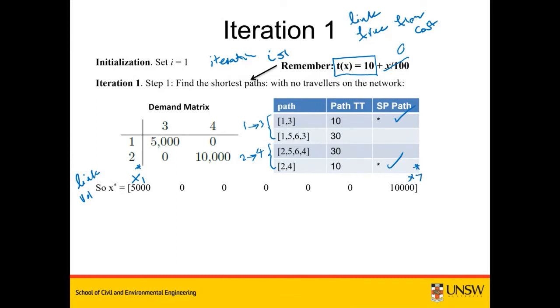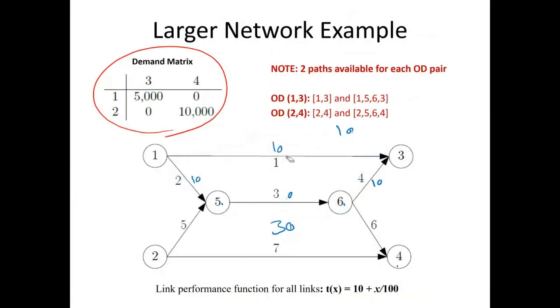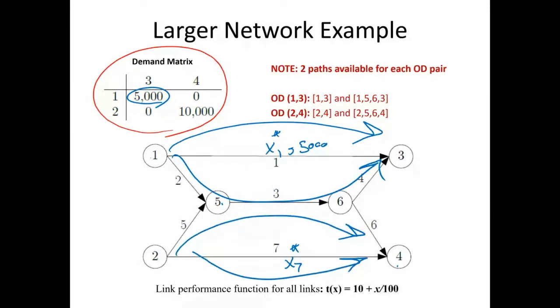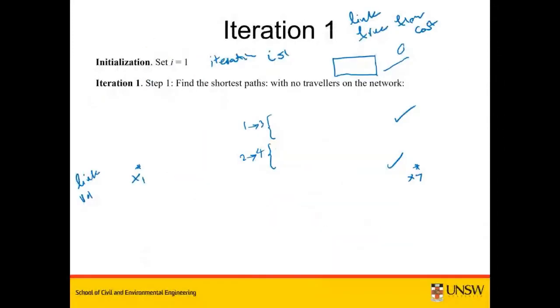Whatever that 7 is. So if I go back to the previous slide, if we do all or nothing assignment with the shortest paths, this would be x1 and this would be x7, right? So for this OD and these paths, everybody will go with this path, 5,000, right? All the 5,000 that was supposed to go from 1 to 3 takes this path. And for the other one, everybody will take x7. So x7 would be equal to 10,000, right? Because that's the shortest path going from 2 to 4.